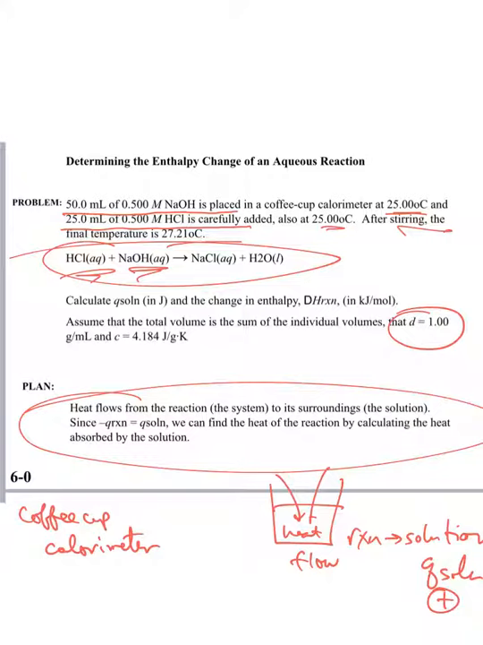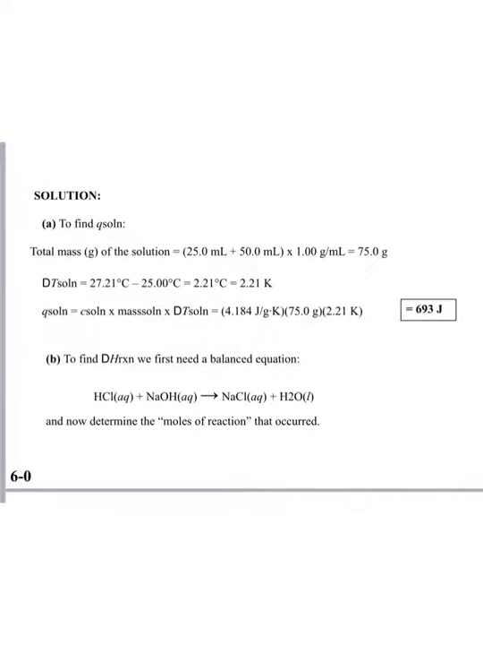The delta H of reaction is more work, and for that I will look at another slide. What the heck did I do? How did they get a different number? 75 times 2.21 times 4.184. Oh, all right. Whoops, look at this. I already did that for you on the previous slide.